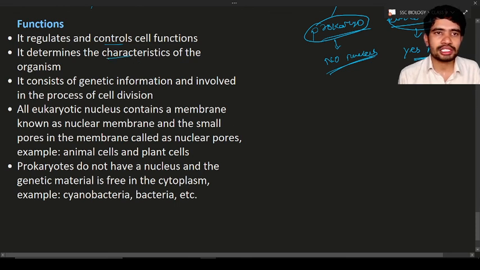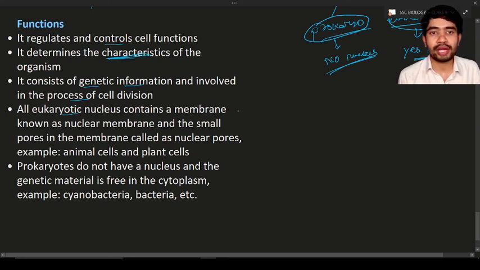So these characteristics are governed by whom? These characteristics are governed by the nucleus only. So it consists of genetic information. The nucleus contains genetic information that is involved in the processing of cell division. All eukaryotic nuclei contain a membrane. What is that membrane? The nuclear membrane. So the nuclear membrane is present around the nucleus in all eukaryotic cells.